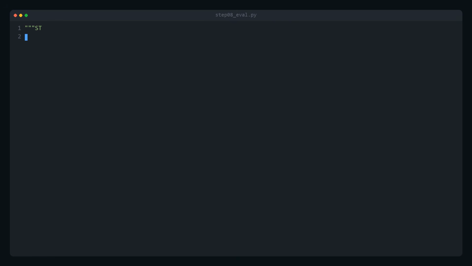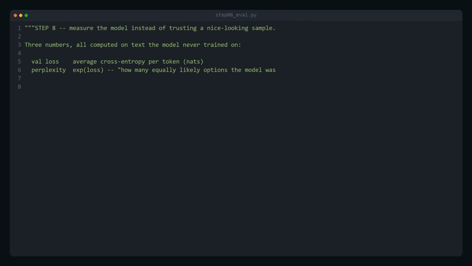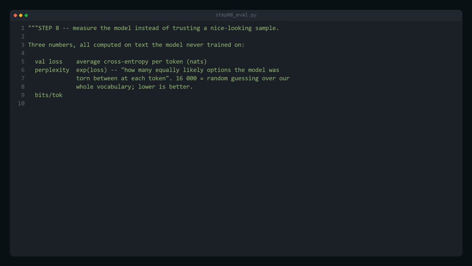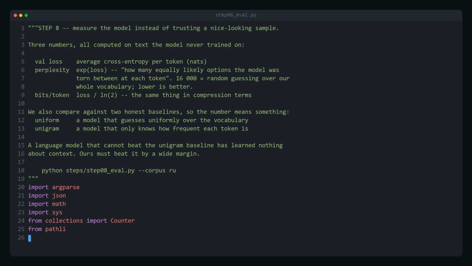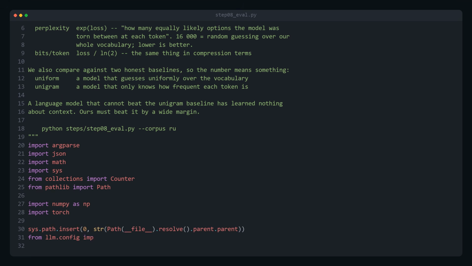Pretty example proves nothing, so we measure. The main metric is perplexity. It answers the question, between how many equally likely options was the model torn at each token. But the number alone means nothing, it has to be compared against something. So we take 2 honest baselines. The first is uniform guessing over the whole vocabulary, that is 16,000 options. The second, and far more important one, is a model that knows only token frequencies and nothing about context. Our model must beat that one convincingly, otherwise it learned letter statistics rather than language.